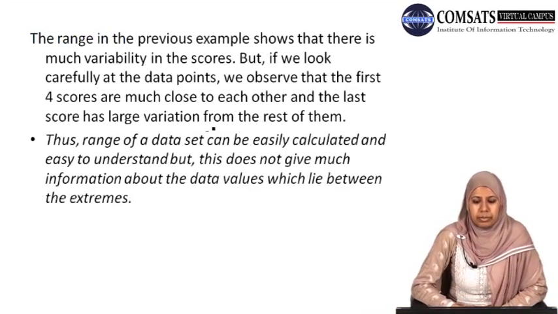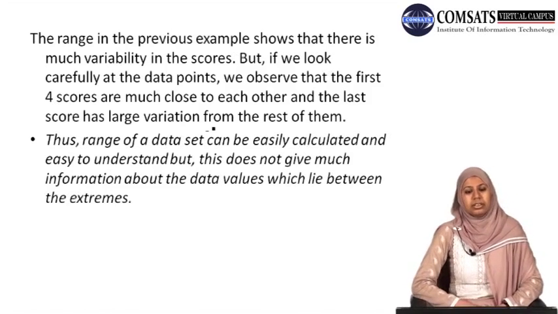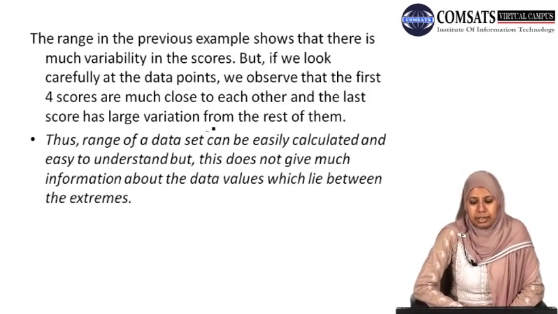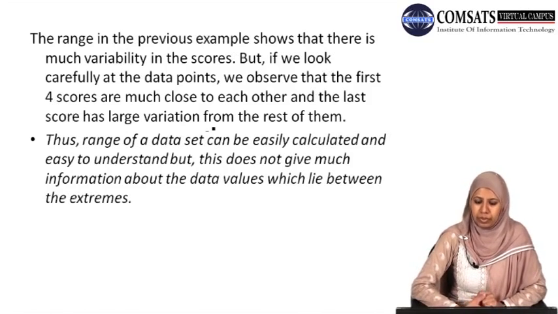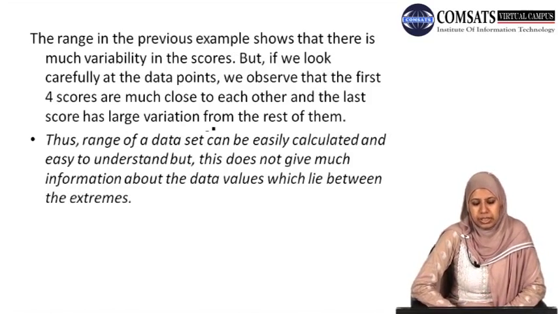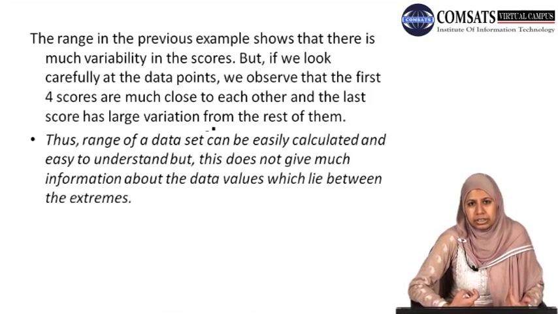So the range in the previous example shows that there is much variability in the scores, but if we look carefully at the data points, we observe that the first 4 scores are very close to each other and the last score has large variation from the rest of them. Thus we conclude that the range of a data set can be easily calculated and is easy to understand, but this does not give much information about the data values which lie between the extremes. That is, how close they are to each other, how far they are from each other, and so on.